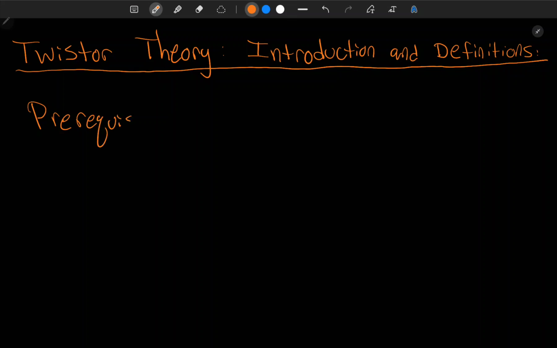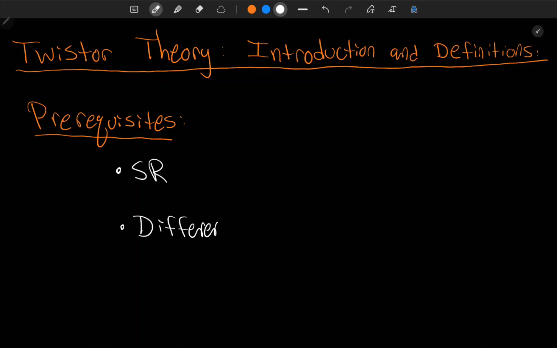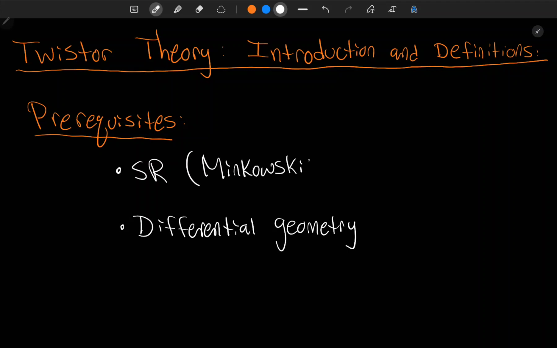So, the two main prerequisites are the following. One is an advanced undergraduate knowledge of special relativity, and also a basic knowledge of differential geometry. So for special relativity, you should have some knowledge of Minkowski space, and you should have done some calculations in Minkowski space, or at least know how to do them.